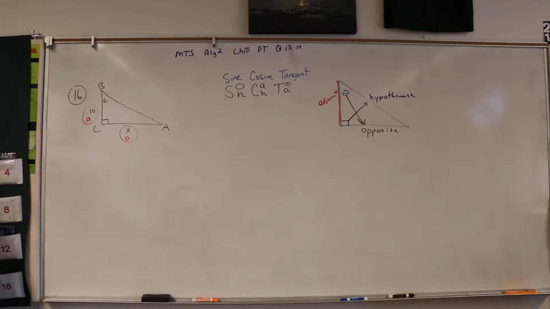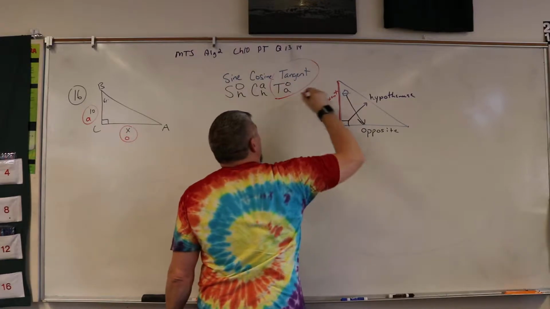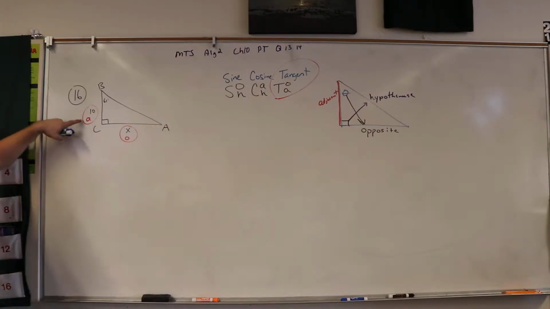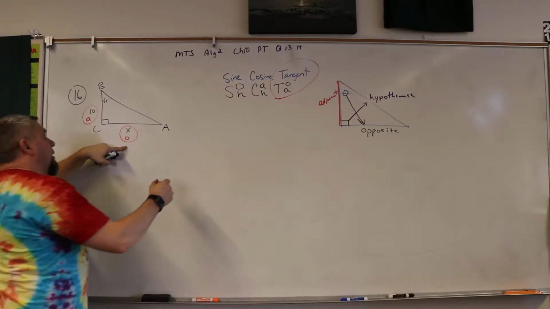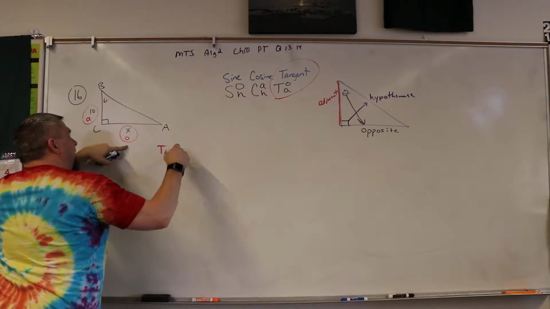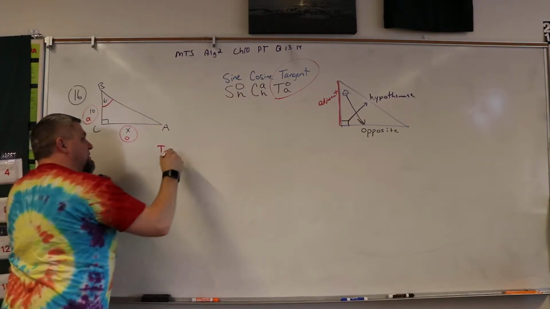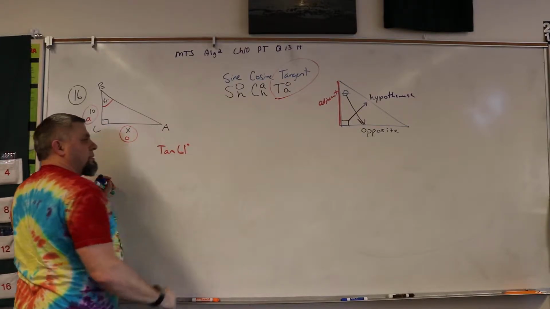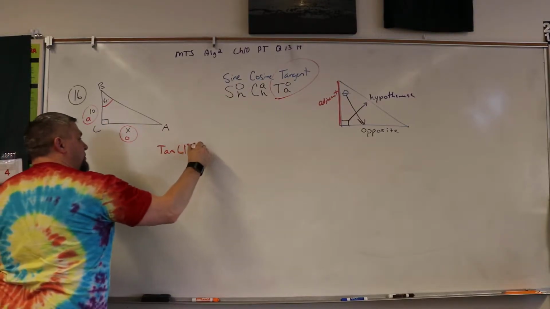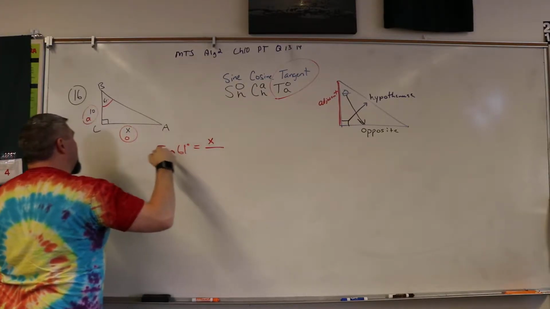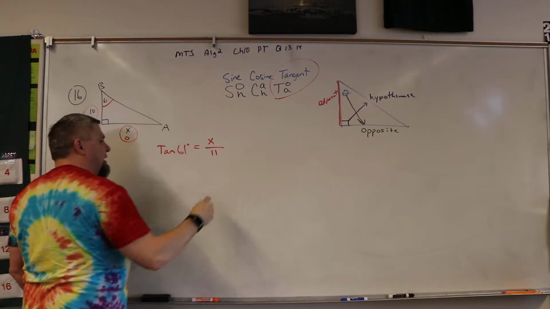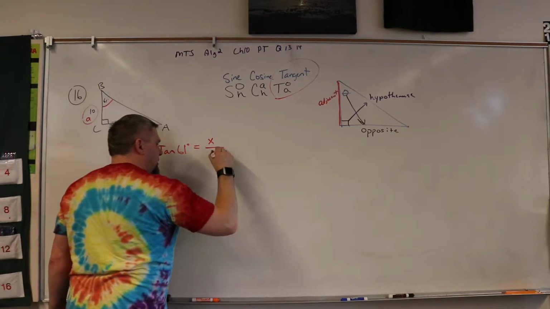So again, we're looking for tangent, TOA. Right? So we want tangent because we have the adjacent and we're looking for the opposite side. So that's why we choose TOA. So we're going to do tangent of the angle that we're talking about, 61 degrees, is equal to the opposite, x, over the adjacent, 10. That'd be 10, not 11.